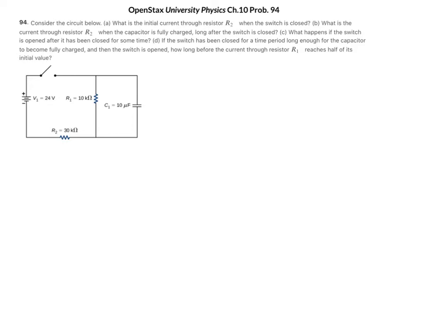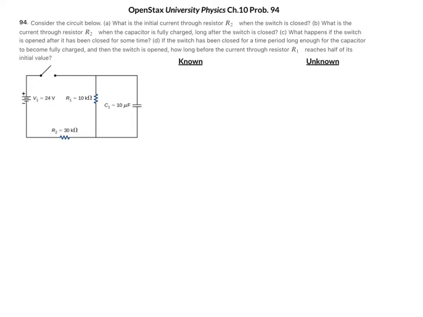C. What happens if the switch is opened after it has been closed for some time? D. If the switch has been closed for a time period long enough for the capacitor to become fully charged, and then the switch is opened, how long before the current through resistor R1 reaches half of its initial value?